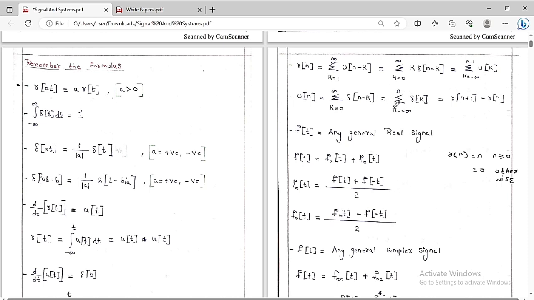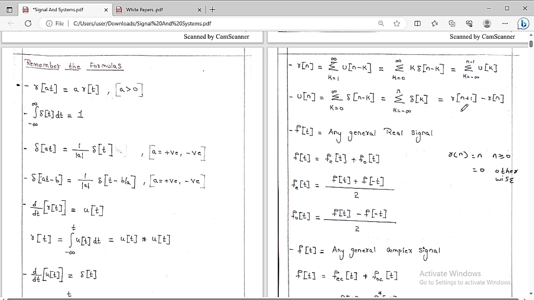Or you can also write this as sigma k equal to minus infinity to n of delta of k. Here k is varying from minus infinity to n. Suppose n is less than 0, this value is always equal to 0. But if the value of n is greater than or equal to 0, then this value is always equal to 1. Therefore, yes, it represents u of n also.